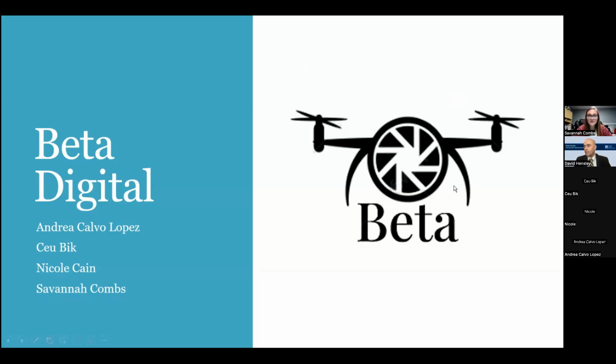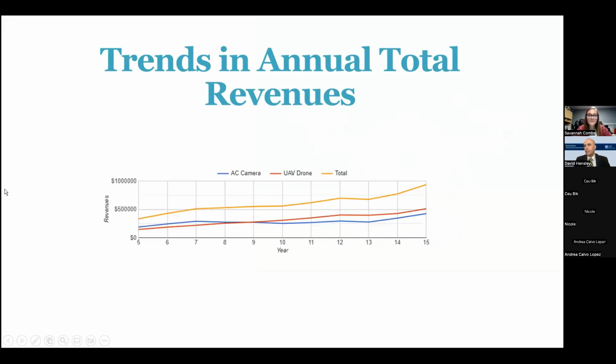Next slide, please. On this slide, we can clearly see the revenues for the AC cameras, UAV drones, and the total for both. We've generally had a positive trend for our total revenues. As time has gone by, our revenue has steadily increased. We had a consistent revenue growth from year 5 to year 15. There was a very minor decrease in revenue in year 13.